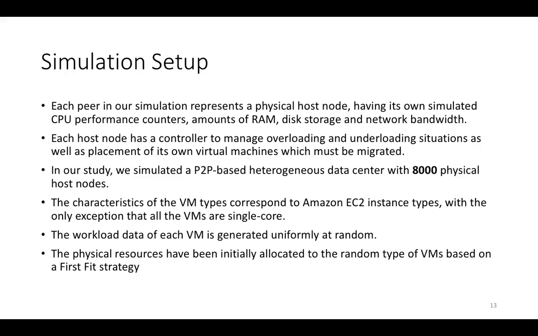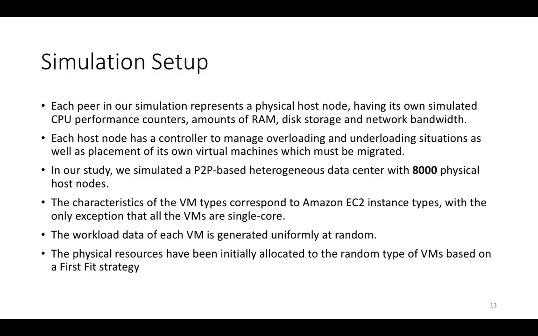In order to evaluate the performance of our proposed approach, we carried out simulation runs using our cloud data center simulator that we have developed in-house over PeerSim Simulator 2. PeerSim is a peer-to-peer network simulator written in Java, allowing the simulation of systems with varying cardinality.